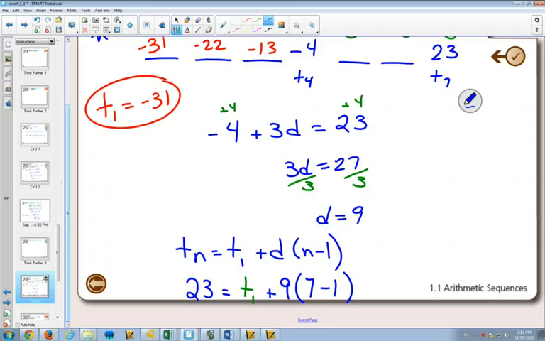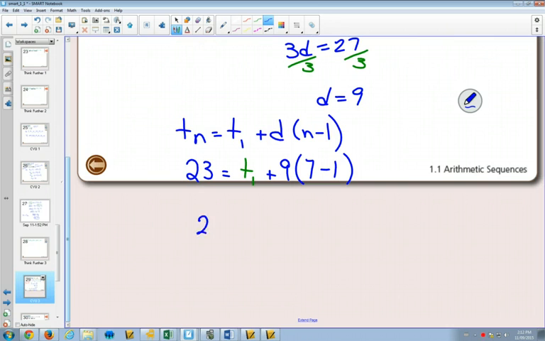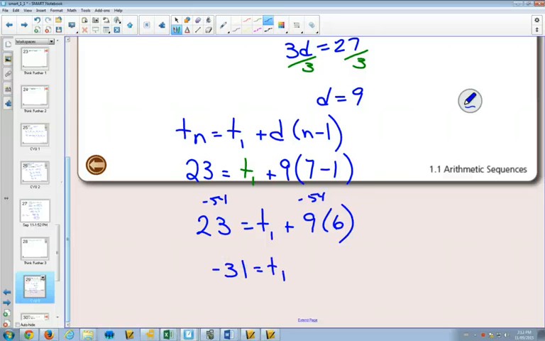If you use term 4, you would plug in minus 4 for term 4, and then a 4 for the n. Now, if we do the algebra here, we're going to get 23 is equal to term 1 plus 9 times 6, which is 54. Subtract 54 on both sides. And you get negative 31, the same answer that we had from before.